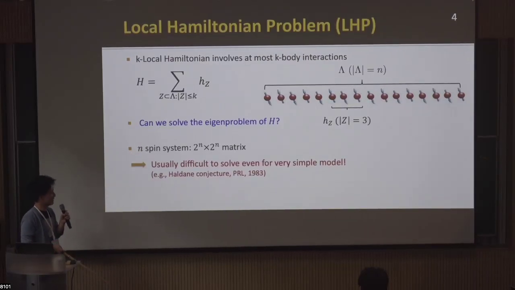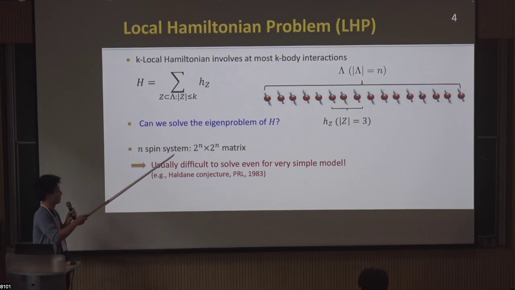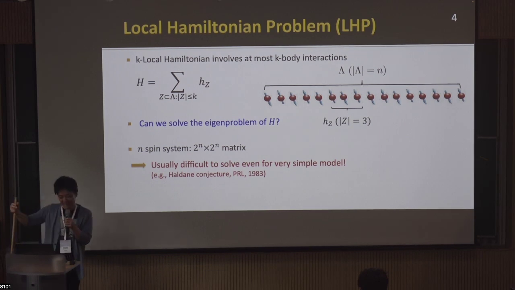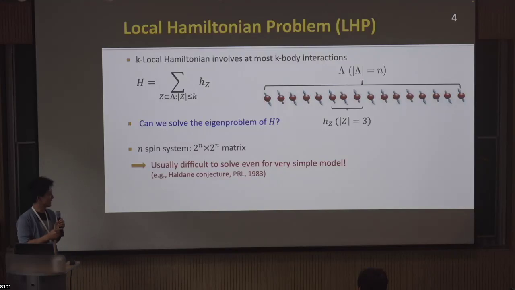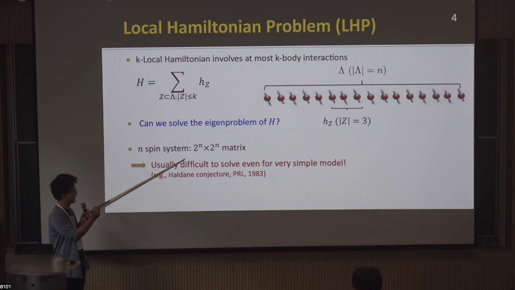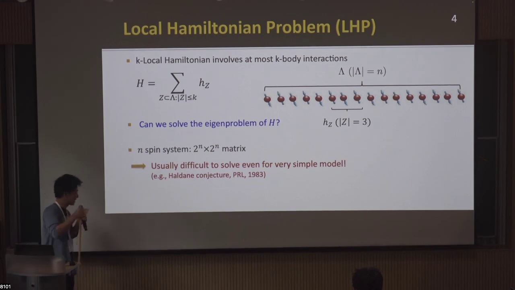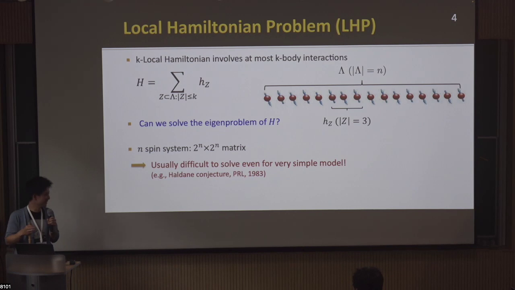The most basic problem in quantum many-body physics is to solve the eigenproblem of the Hamiltonians. As you know very well, n-spin systems, for example qubit systems, have exponentially large Hilbert space dimensions. So it's quite difficult to solve the eigenproblem, even for very simple models. For example, the famous Haldane conjecture was defined for the simple Heisenberg model on one-dimensional chains. Here spin systems are considered, but in this talk I don't focus on qubit systems, but on qudit, general spin systems.